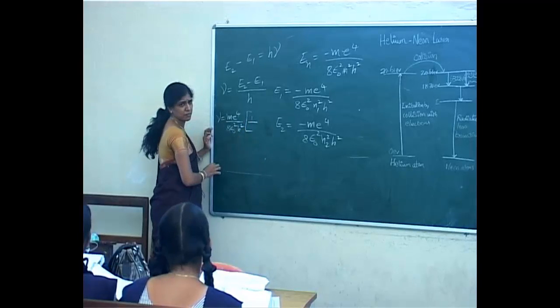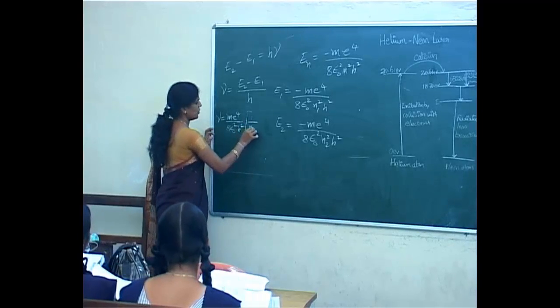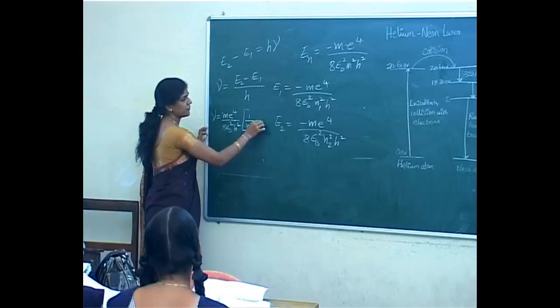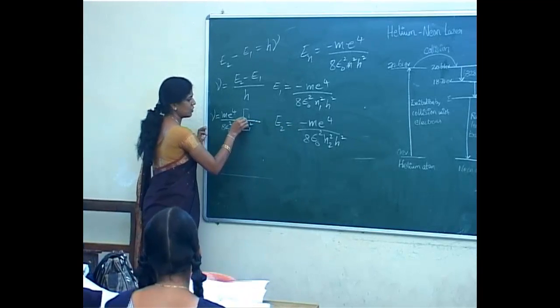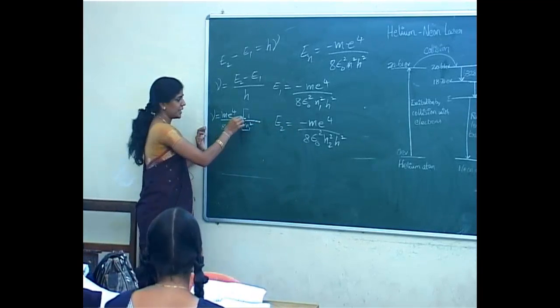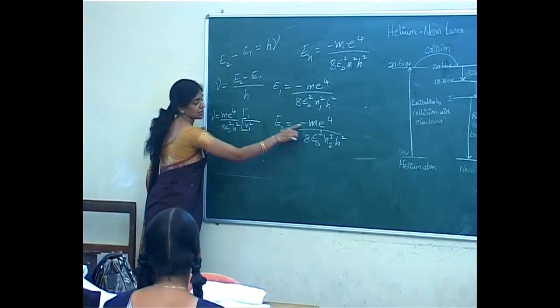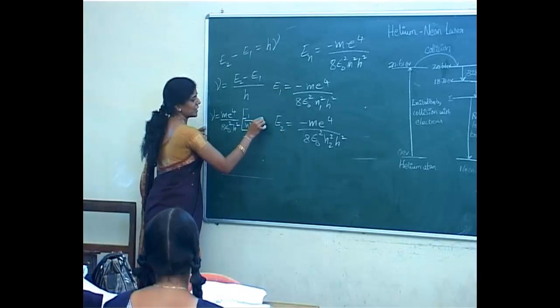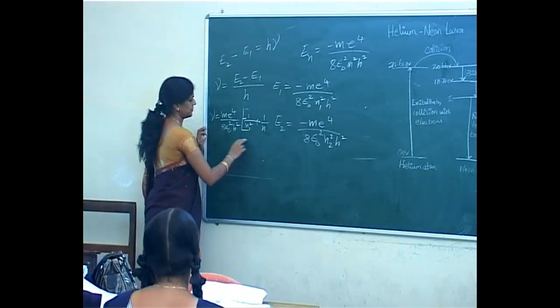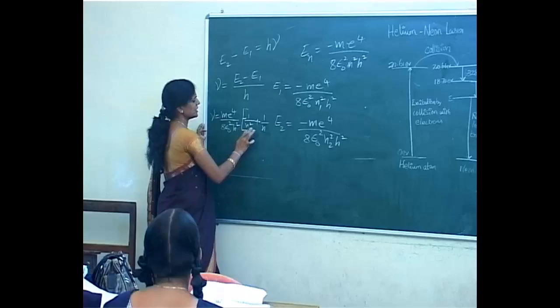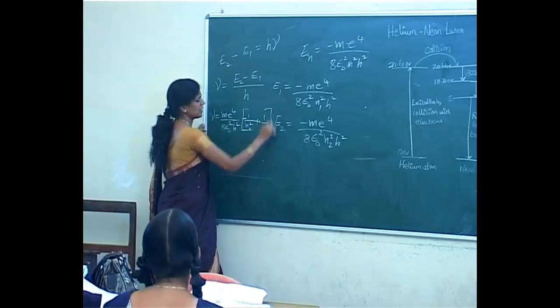1 by n1 square minus of this minus. Minus 1 by n1 square minus of this minus, then minus minus will come plus. E2 minus E1: n2 square minus n1 square.